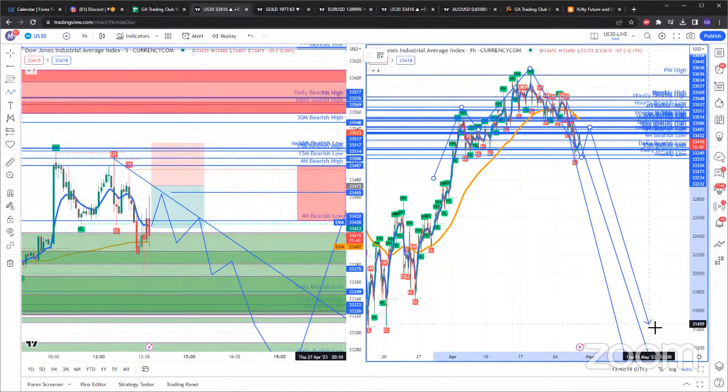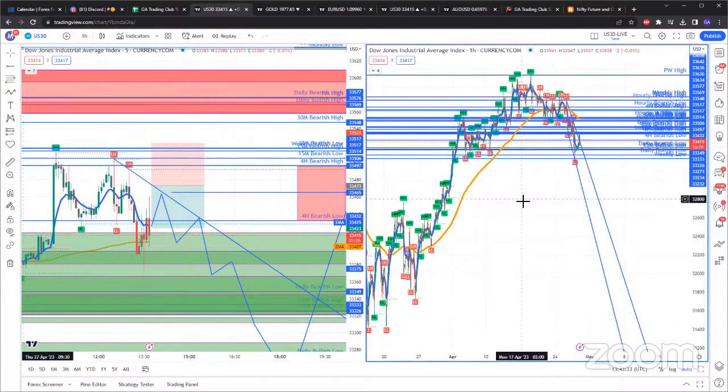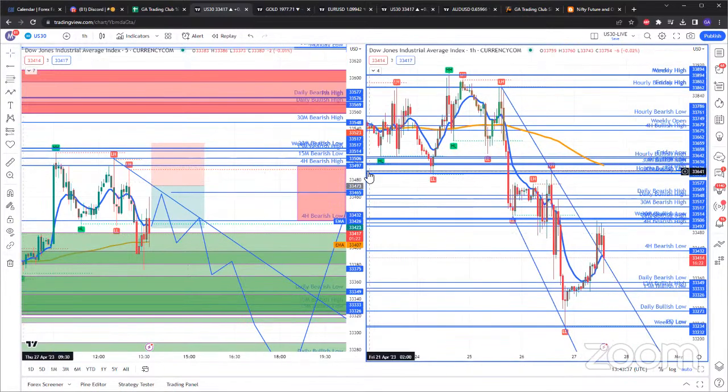So eventually I still expect US 30 to go to 29,000. So you can see if US 30 breaks the 33,200 area, there's nothing stopping US 30 from going to the 32,800 zone and whatnot. So yeah, I am still bearish on US 30. Just need to get the right trade for it.